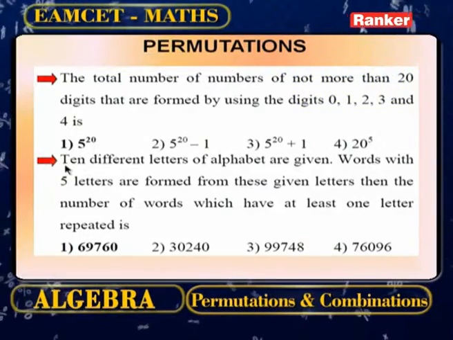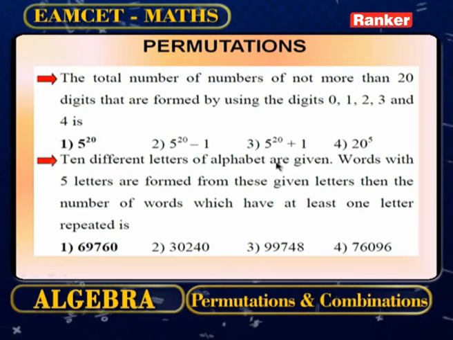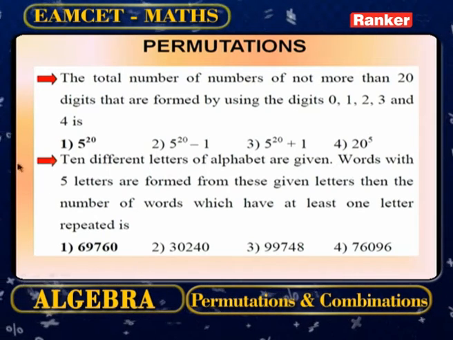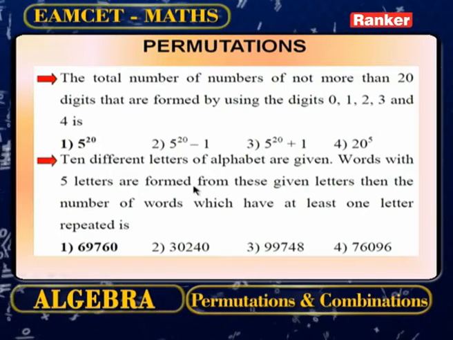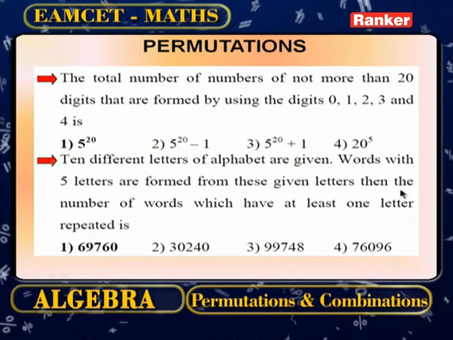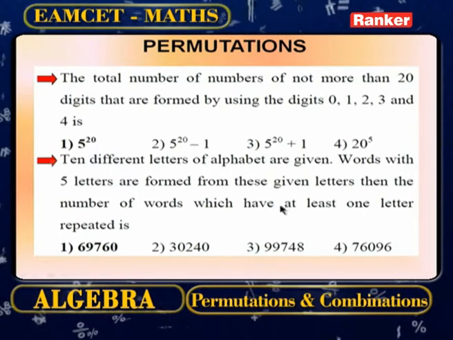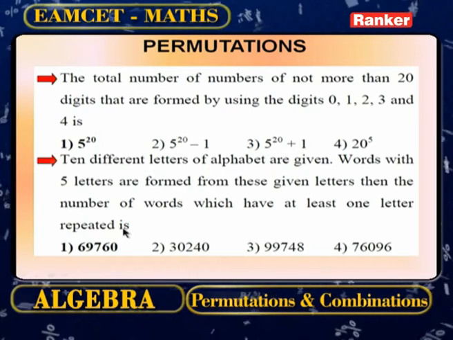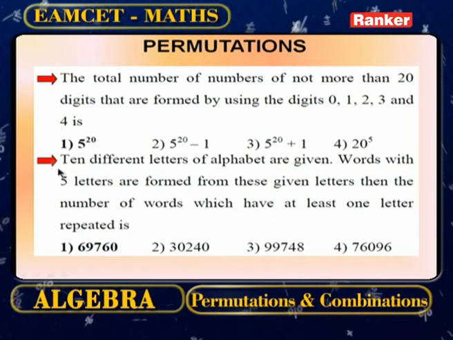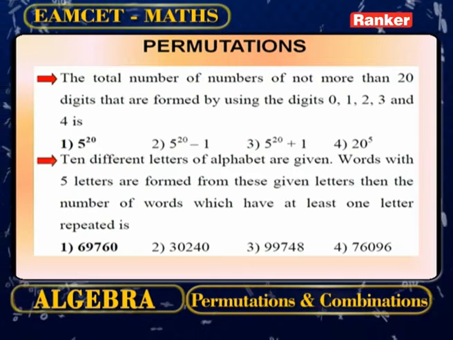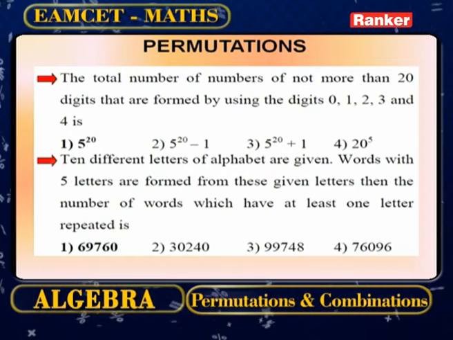Next one: 10 different letters of alphabets are given. Words with 5 letters are formed from these given letters. Then the number of words which have at least one letter repeated. This is also an important form of permutation which you will come across in functions also.